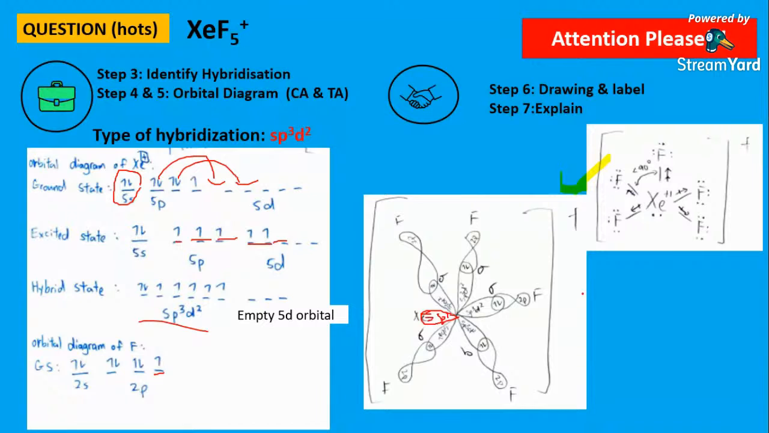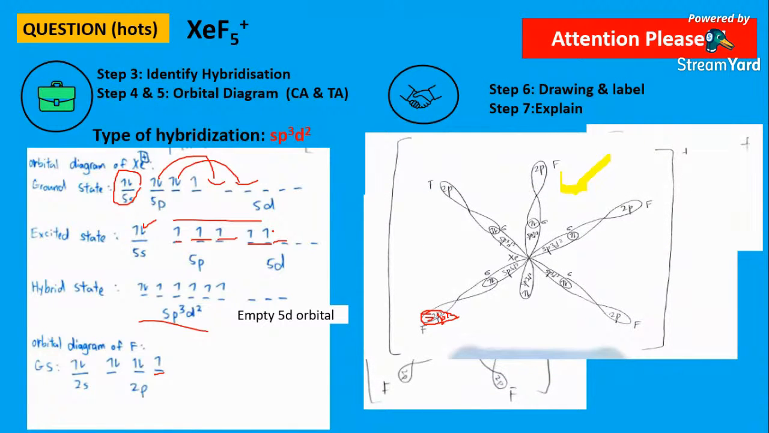Make sure you always check your hybridization diagram with your molecular geometry, and check your molecular geometry with your Lewis structure, so that everything tallies. When you want to draw this, check your central atom, does it tally? So I need 1 lone pair and 5 unpaired electrons. Always tally. Okay, so this is the correct overlapping diagram.